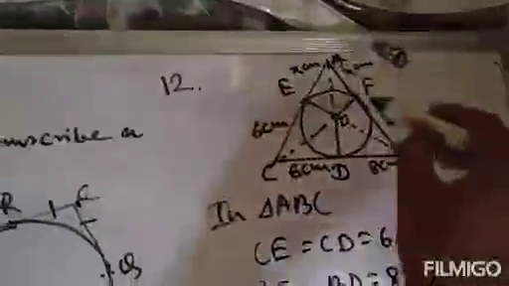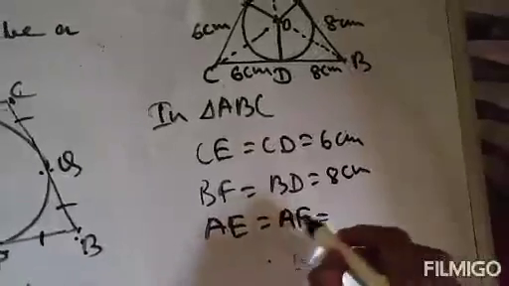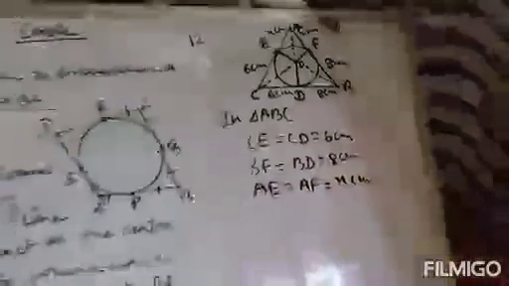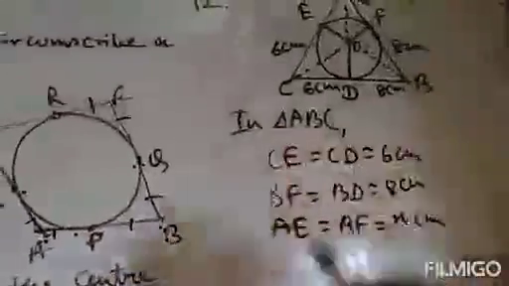Next, AE equals AF, which is equal to x centimeter. In all three cases, the reason is the same. Clear? Next, in this triangle, this is the triangle ABC.